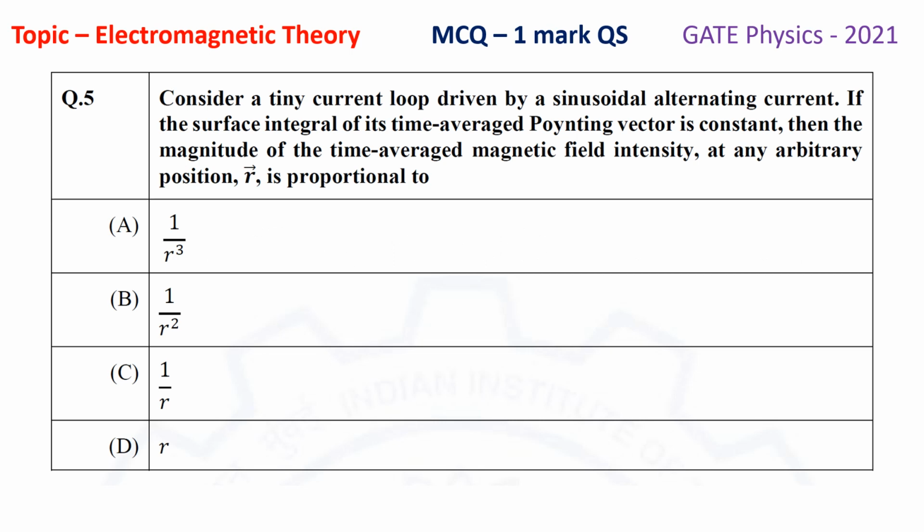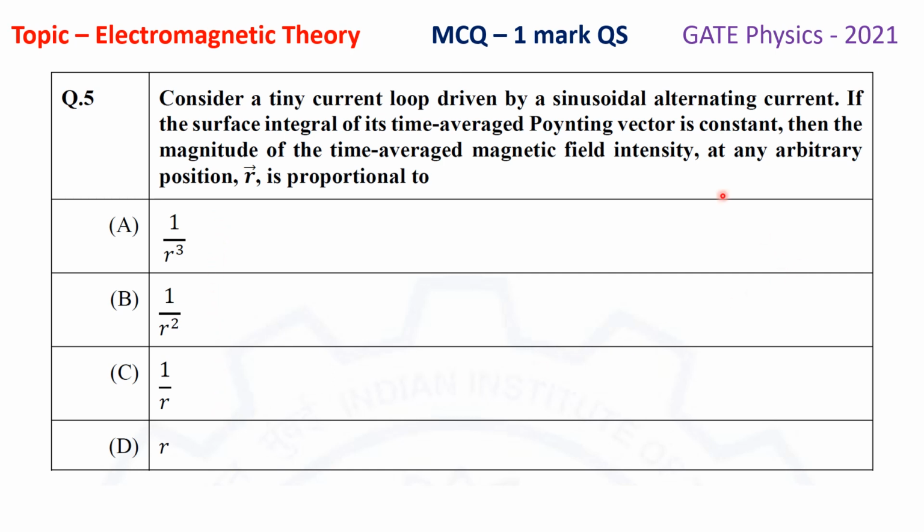This question was asked in the GATE Physics paper 2021. This is an MCQ type 1 mark question. This question is from the topic Electromagnetic Theory. The question is, consider a tiny current loop driven by a sinusoidal alternating current. If the surface integral of its time averaged Poynting vector is constant, then the magnitude of the time averaged magnetic field intensity at any arbitrary position r vector is proportional to: option A, 1 by r cube; option B, 1 by r square; option C, 1 by r; option D, r. So we have to choose the correct option.